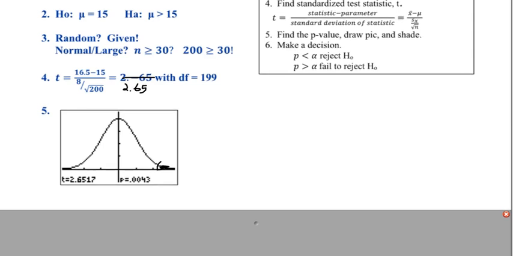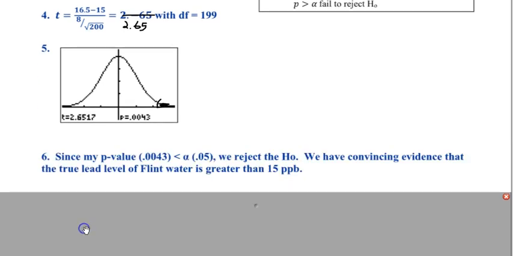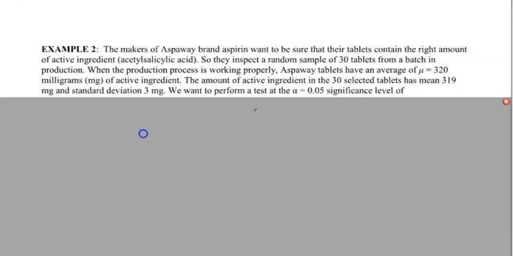And then our last statement, since my p-value is less than alpha, we reject the H0. We have convincing evidence that the true lead level is greater than 15 ppb. Hit pause if you need to. On to the next one.